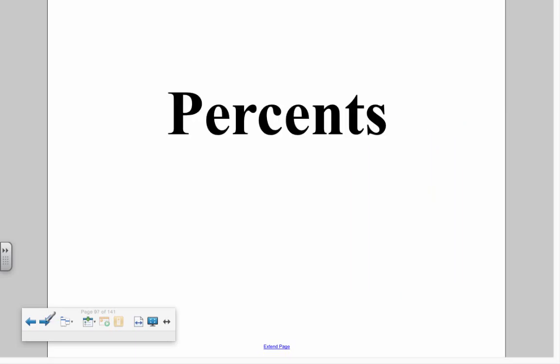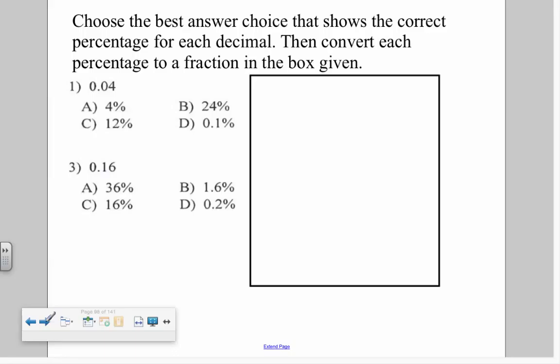I also want a quick touch on percents. Choose a best choice that shows a correct percentage for the decimal, then convert each percentage to a fraction in the box given. Decimals and fractions and percents are all alike. Remember, in order to get the percentage, I need to move the decimal, and it's always 2 spots over. So decimal moves over 1, 2, making this 4%. Decimal moves 2 spots over 1, 2, making this 16%.